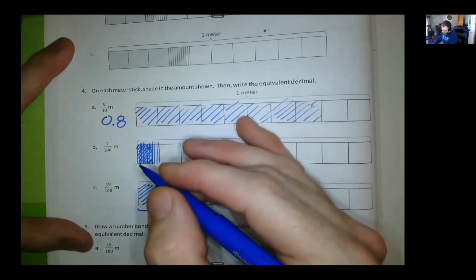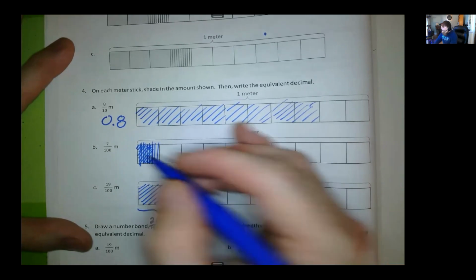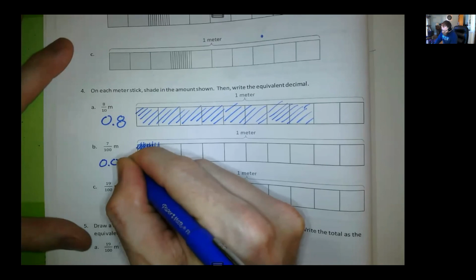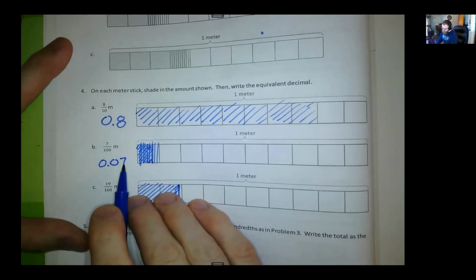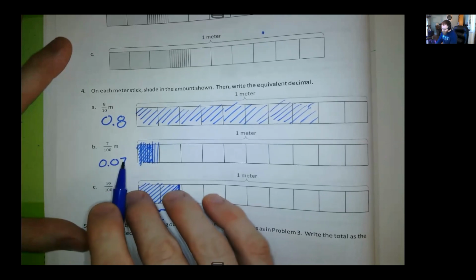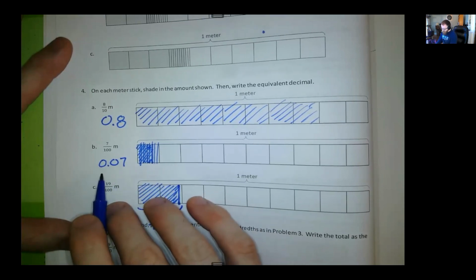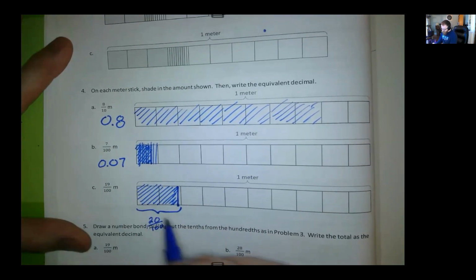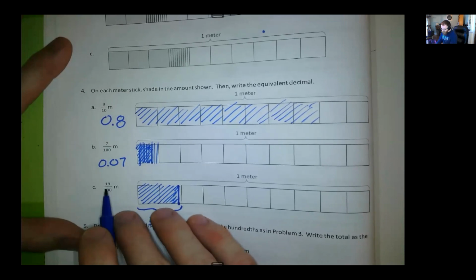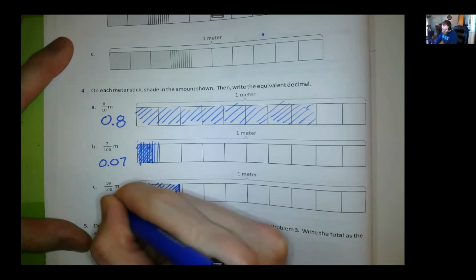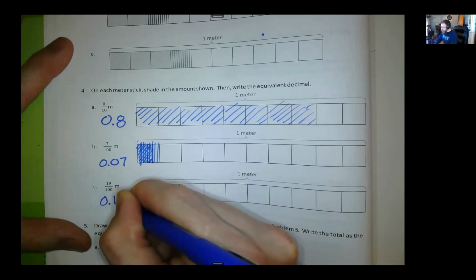Let's not forget to write these as decimals. I'm going to go back to part B. 0.07 is 7/100ths. Just 7 centimeters, 7 1/100ths out of 1 whole. And 19/100ths is like 1/10, and 9/100ths is written as 0.19.